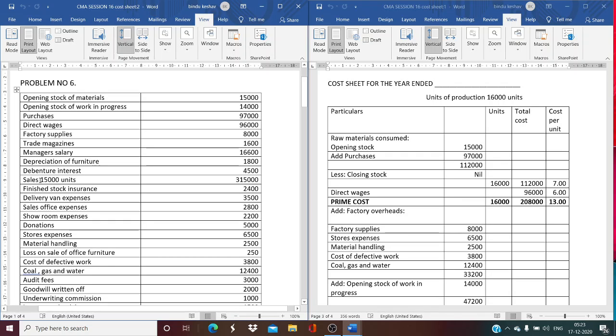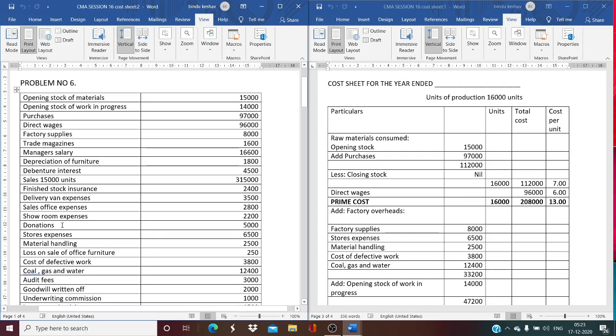Sales, the number of units, 15,000 units as well as the value 3,15,000. Finished stock insurance, delivery van expenses, sales office expenses, showroom expenses. So all these items relate to the selling as well as distribution. So these come under the selling and distribution overheads.